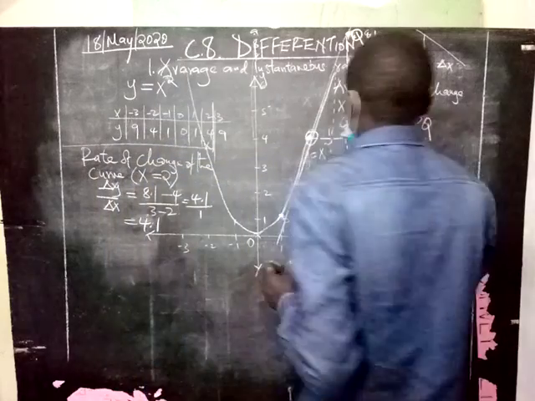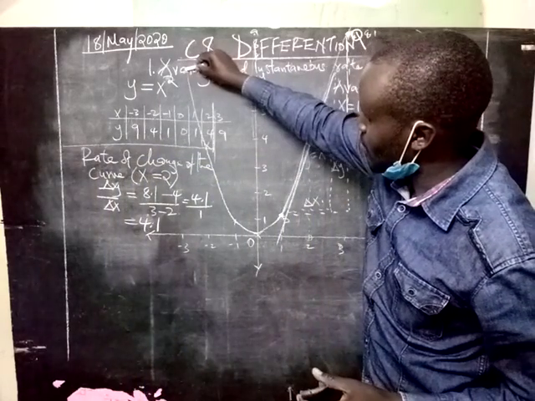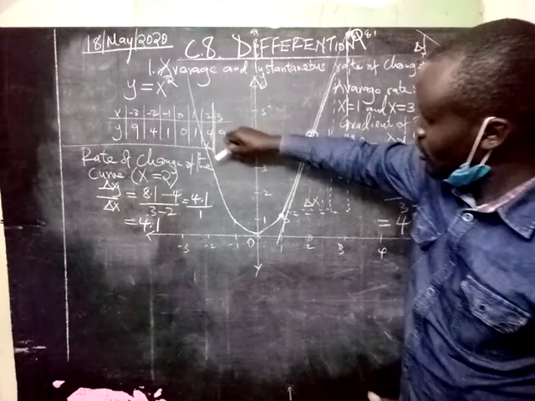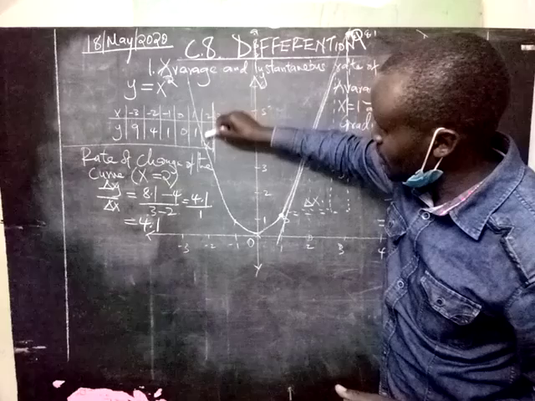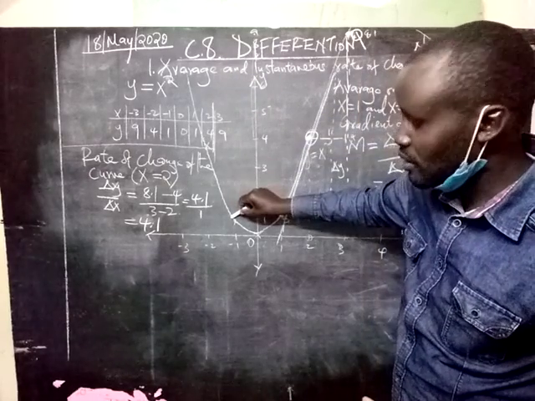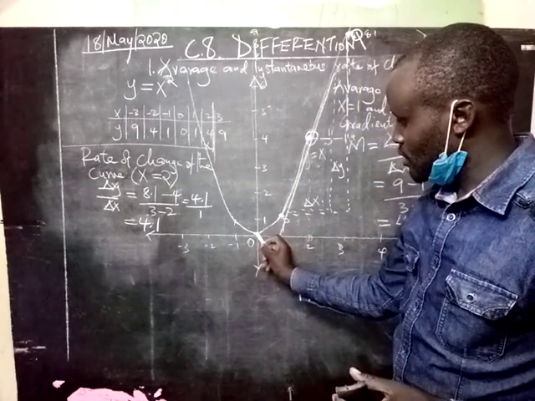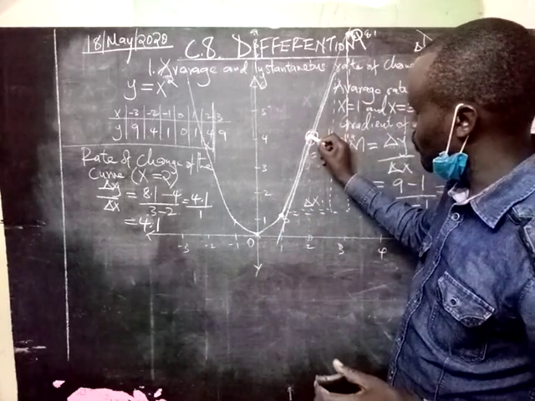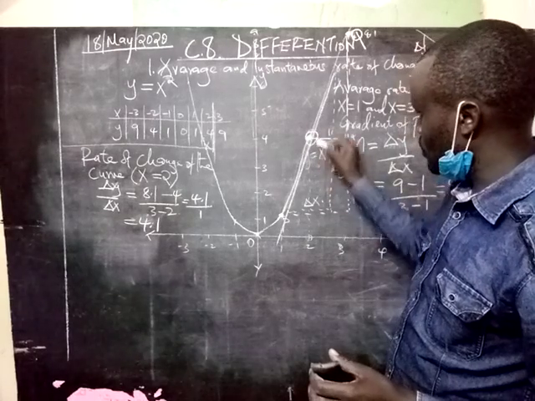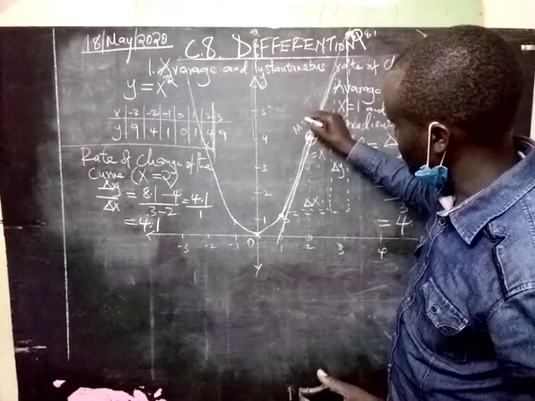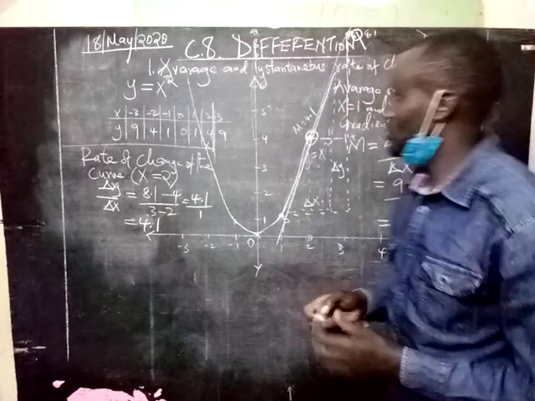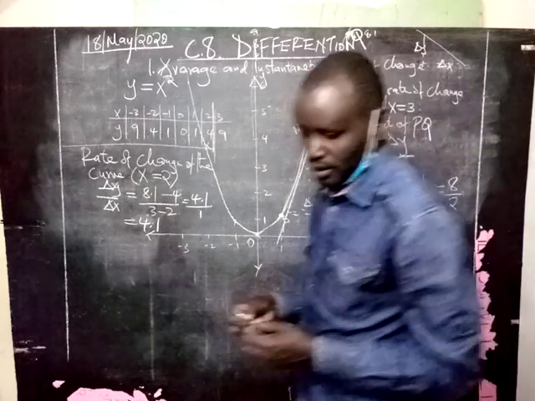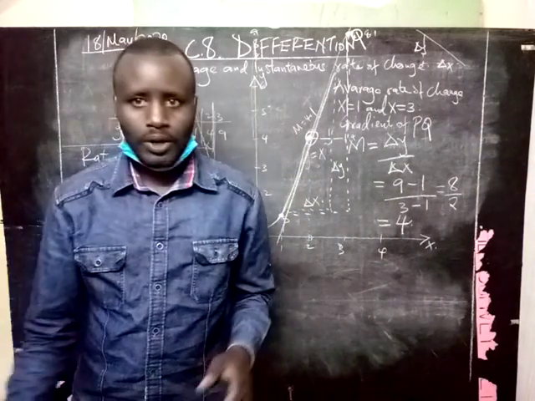So as the curve slopes down, the gradient keeps on changing. It's not the same. The gradient at this point is not the same as the gradient at this point. Also, it is not the same as the gradient at this point. This is not the same as the gradient at these points either. But for now, where x equals 2, the gradient at this particular point is 4.1. That is what is known as instantaneous rate of change.